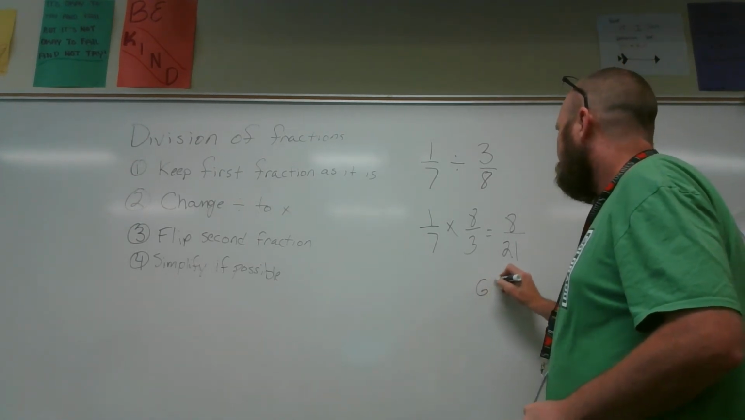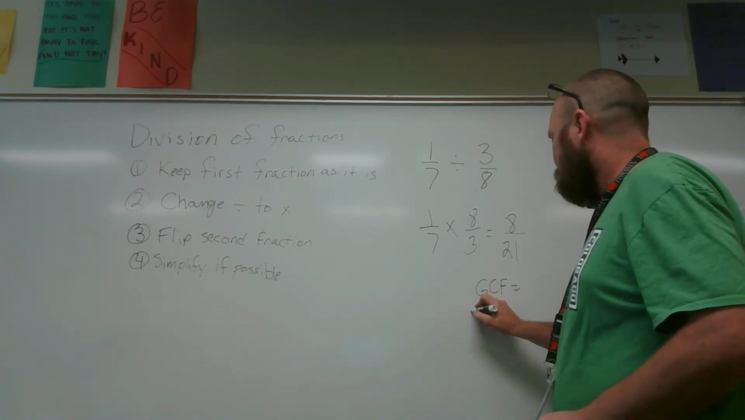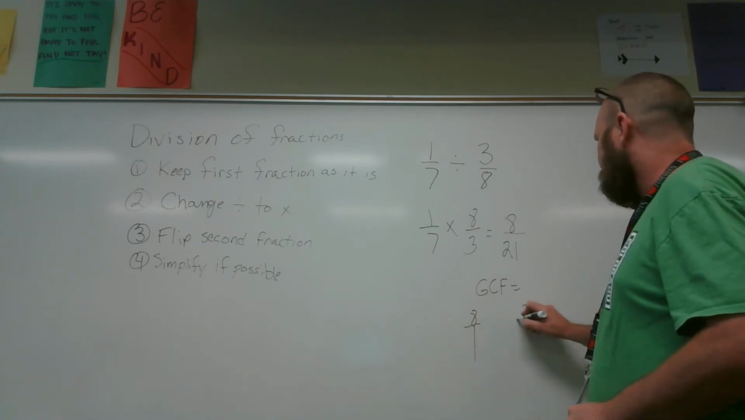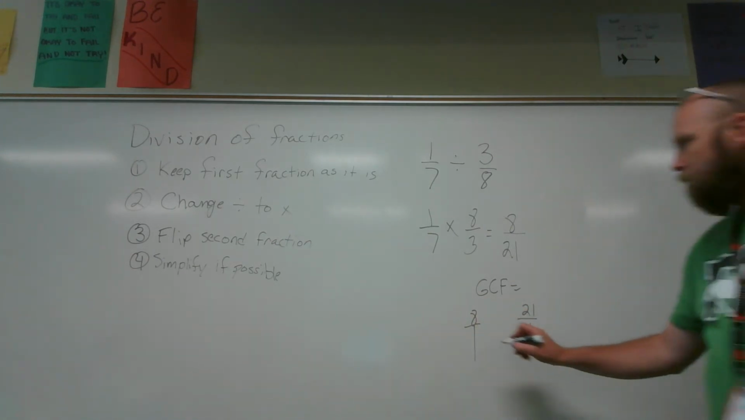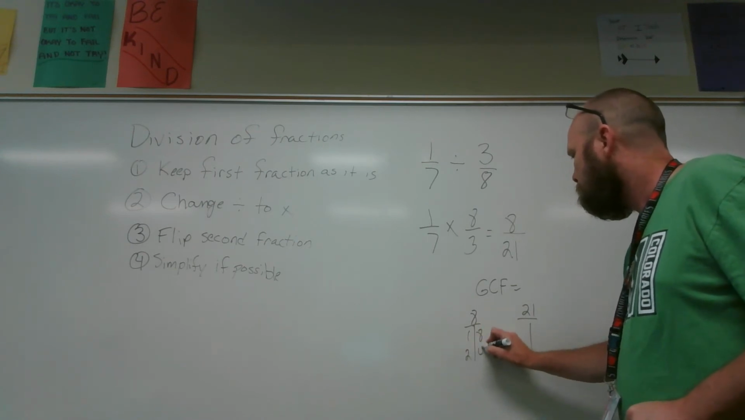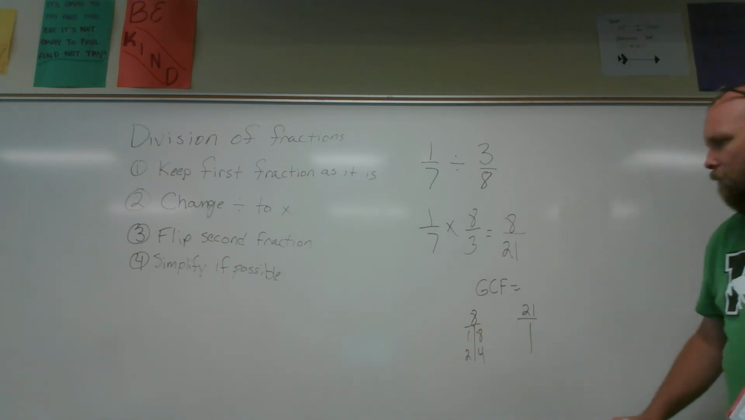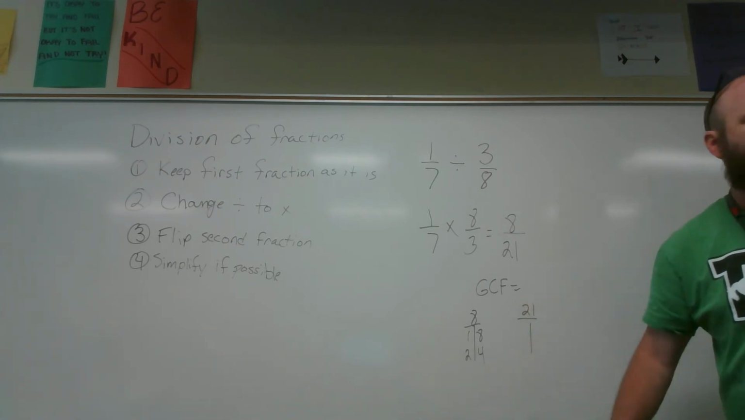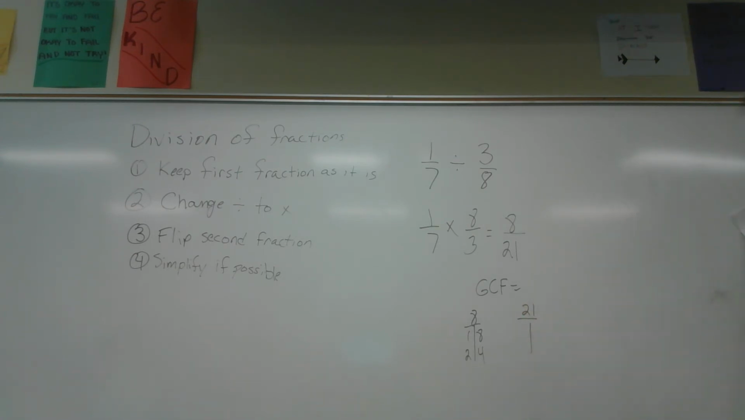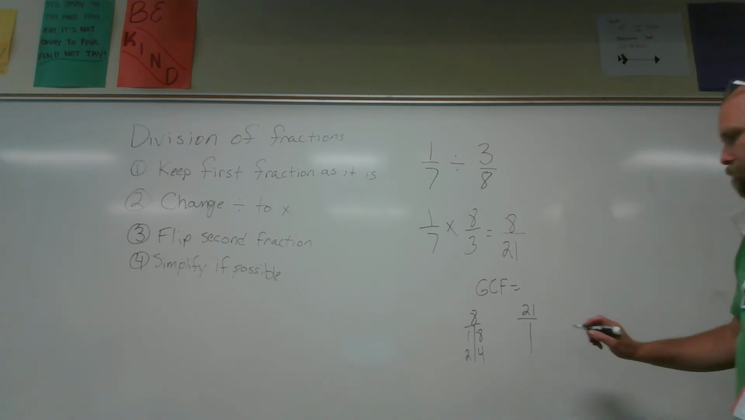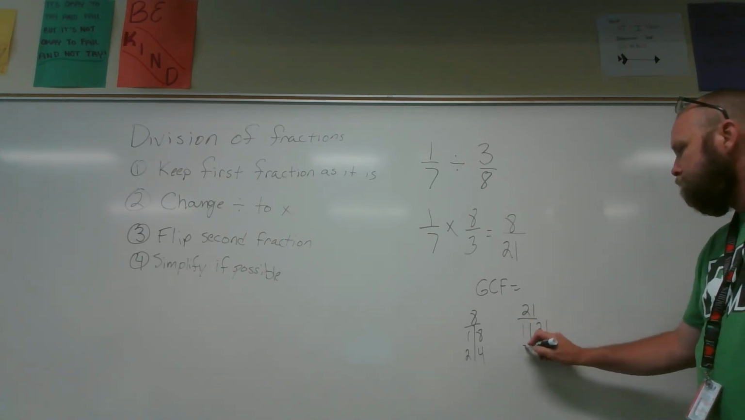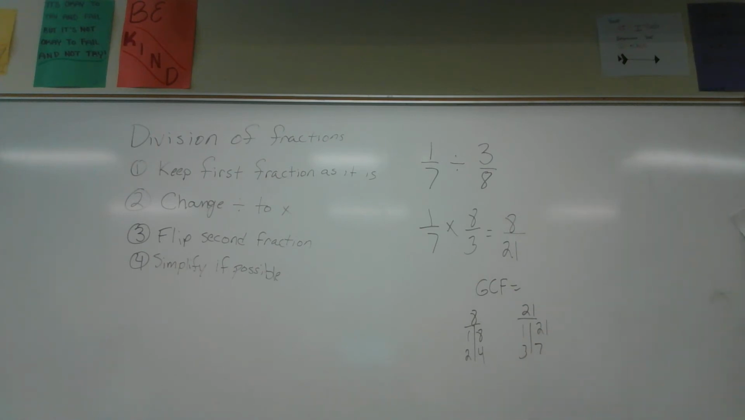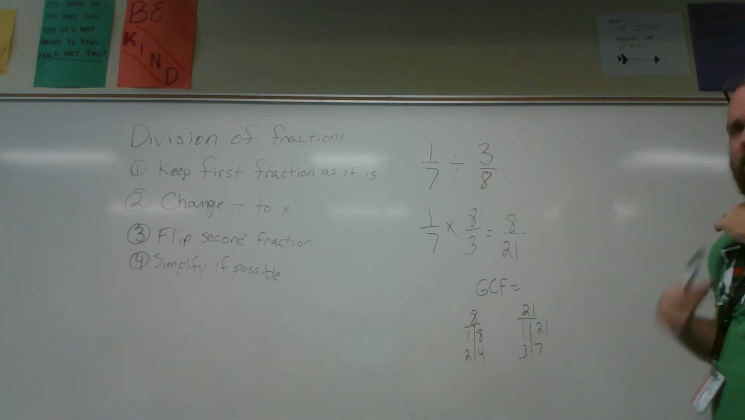Let's find the factors of 8 and the factors of 21. It's 2 and 4, 1 and 8. You just said 2 and 4 and 2 are the same. What about for 21? What are my factors for 21? It's 7 times 3. Good. 7 times 3 and 1 times 21.